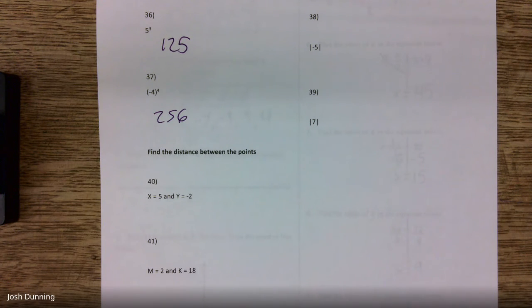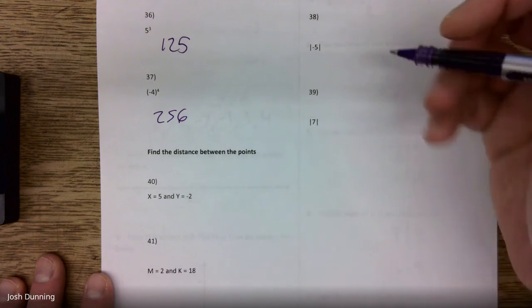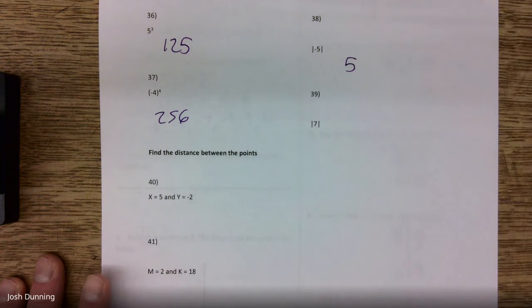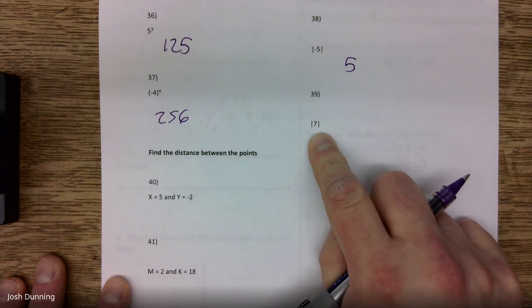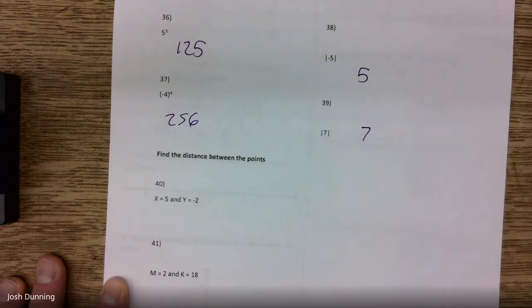These are absolute value. Don't let absolute value trick you or confuse you. Should be the easiest things on here. It's just always positive. So negative 5 becomes 5. Don't write the bars anymore. Don't change 7 either. Just leave it positive 7.